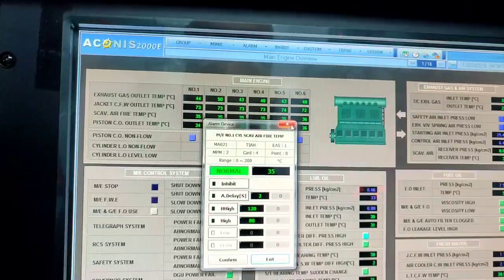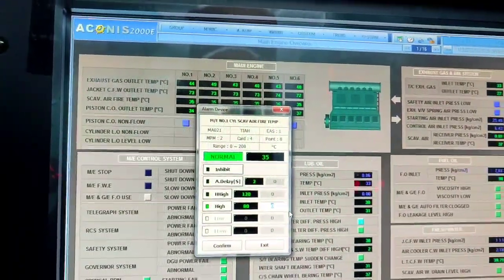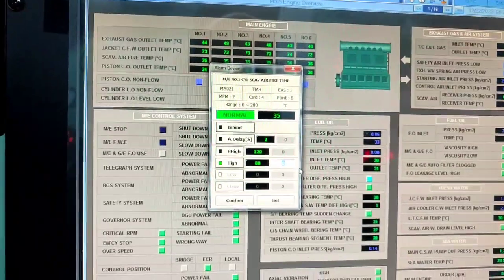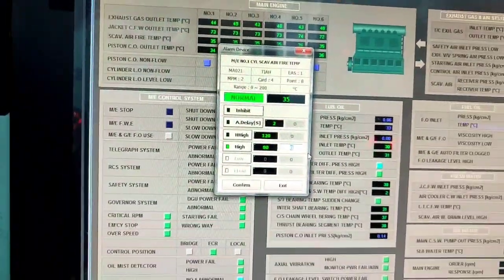Okay, scavenging air. Same procedure, high 80, change it to lower than the actual value.